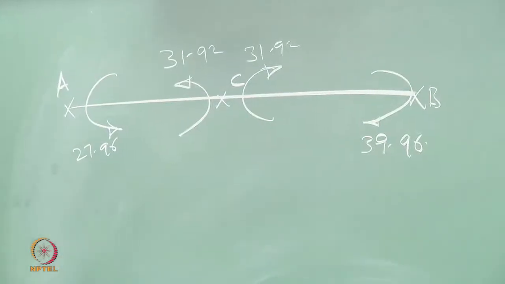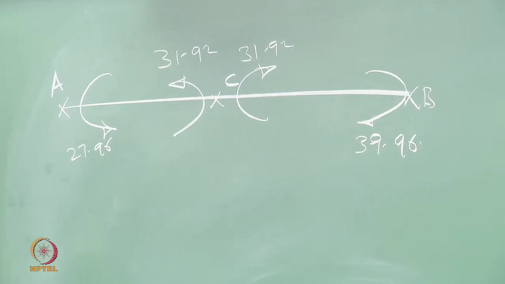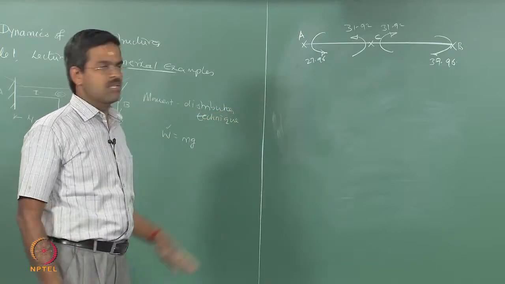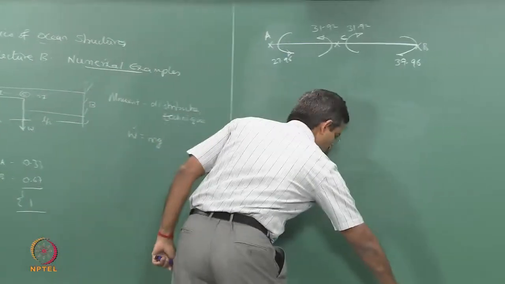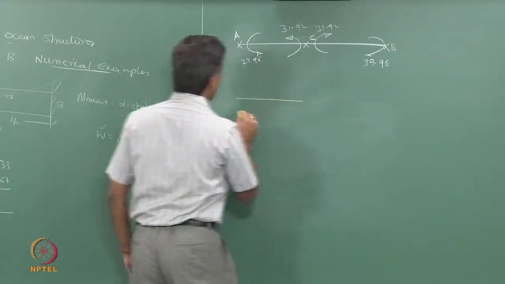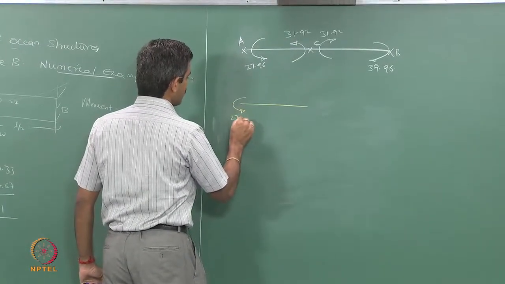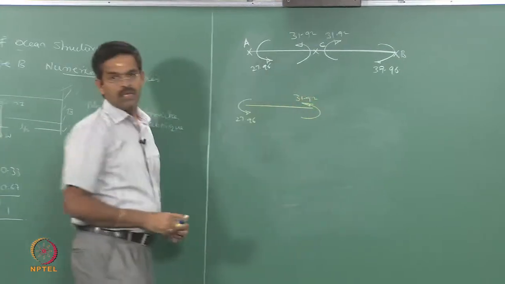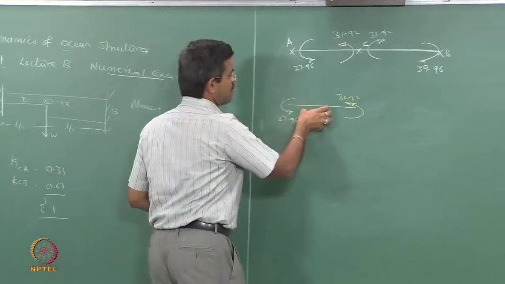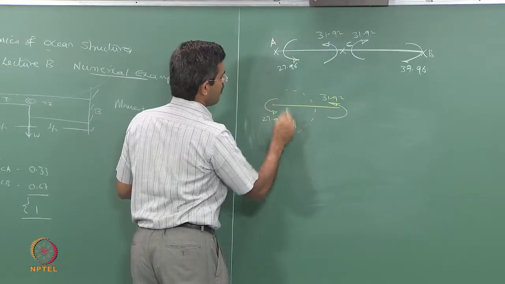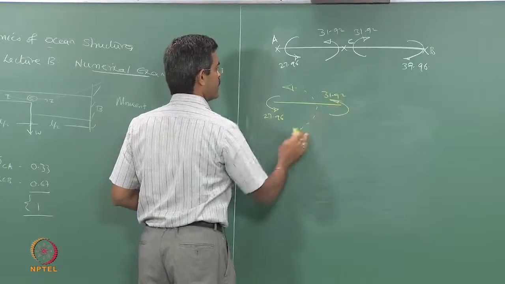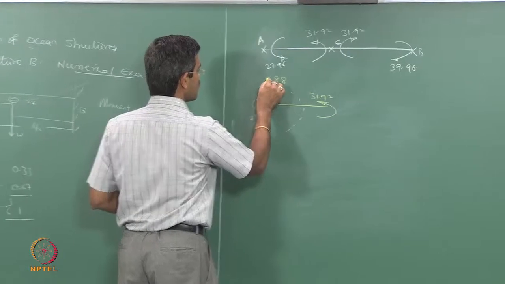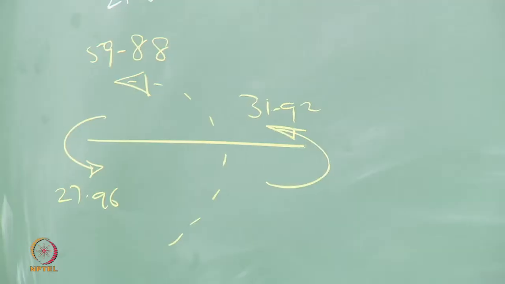Okay. I want to get the forces now, I am having the moments. So, with this I can plot the bending moment diagram, but I want to plot the shear force, actually I want the forces. It is very interesting. Let us draw the segment separately and say this is 27.96 and this is 31.92. So, now you see this particular segment of the beam has an unbalanced moment of the sum, which is 59.88.